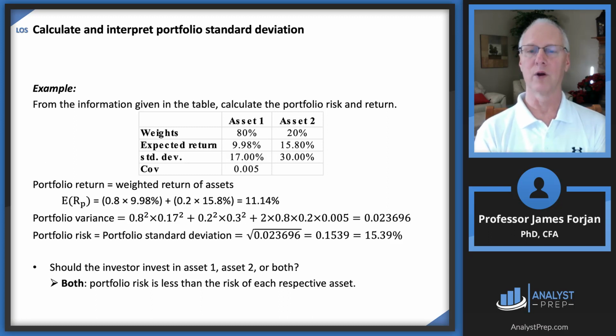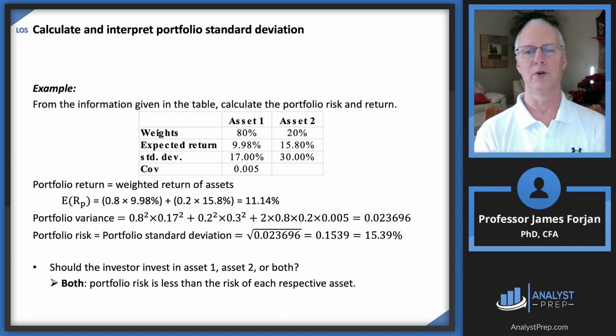Portfolio variance: we're going to square the weights and multiply by the variance. And then in the last part, we're going to take 2 times the 80% times the 20% times the covariance. And we get 0.23. Take the square root of that and we get 15.39.